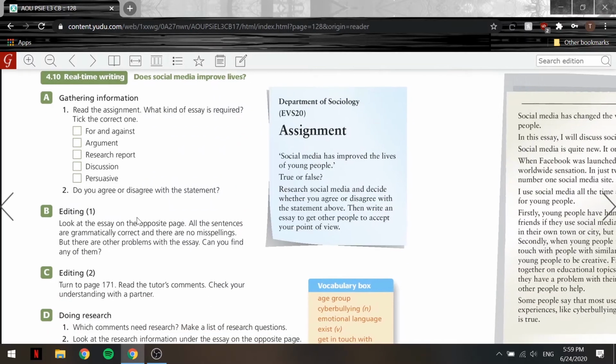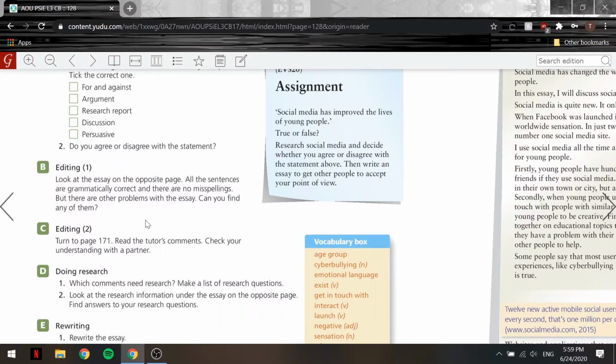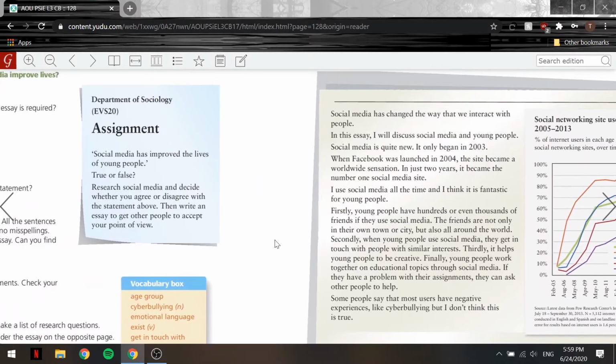All right, now let's go to exercise B. Look at the essay on the opposite page. All the sentences are grammatically correct and there are no misspellings, but there are other problems with the essay. Can you find any of them? Okay, so what I want you guys to do is read this and just know everything grammatically is correct. However, there's a big problem with this essay. So I want you to pause the video right now and read it and think of what might be the problem in an essay like this.